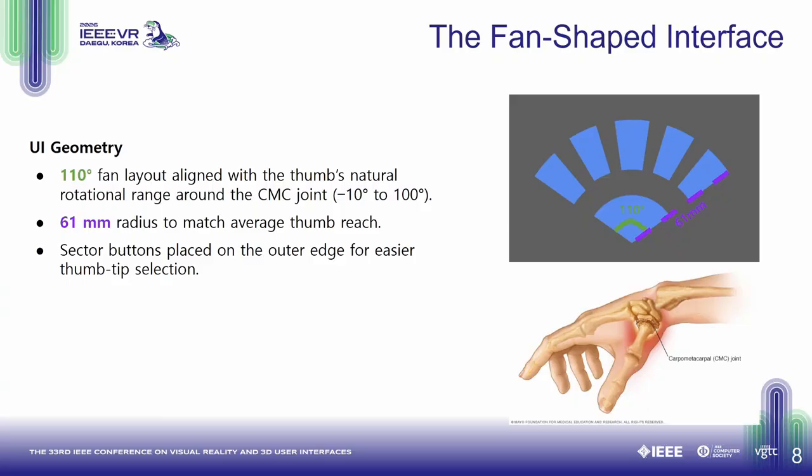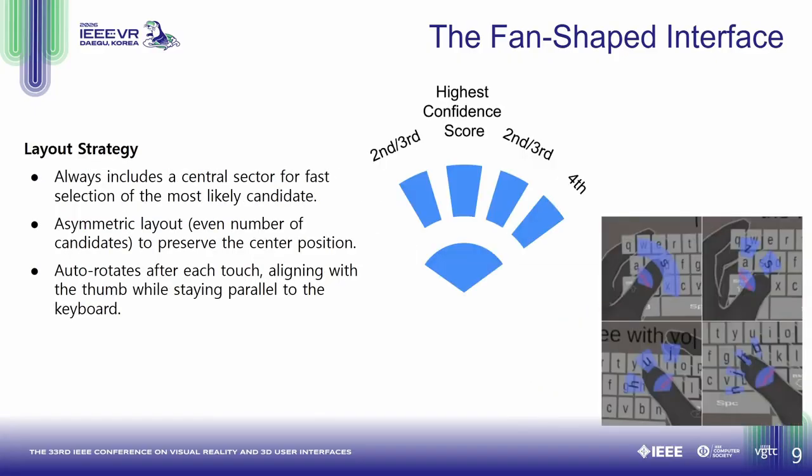Okay, next, about the design of our fan-shaped interface. We applied a 110 degrees layout aligned with the thumb's natural rotational range around the CMC joint. And we set the radius of the fan to 61 millimeters to match the average thumb reach. Those sector buttons are placed on the outer edge for easier thumb tip selection.